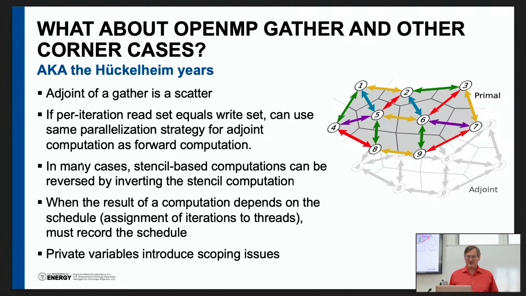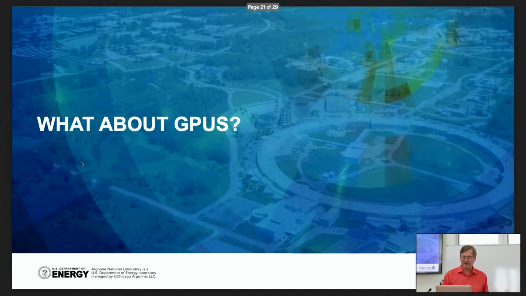So if your computation depends on the schedule, the assignment of iterations to threads, then you may need to keep track of what the schedule was. And you have private variables in OpenMP, and so then you have scoping issues, and you have multiple copies of variables across iterations that you have to keep track of. And so Jan and Laurent Hascoët explored a number of these challenges in applying reverse mode to OpenMP.